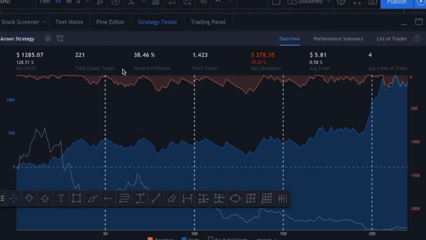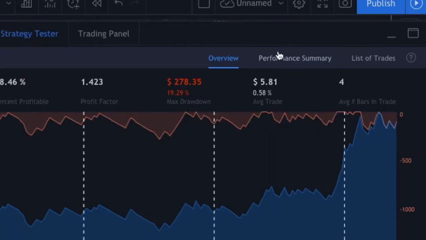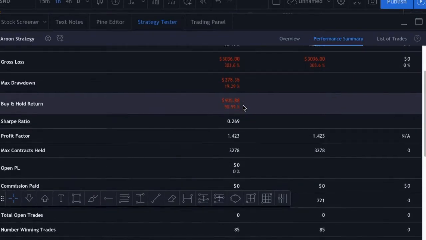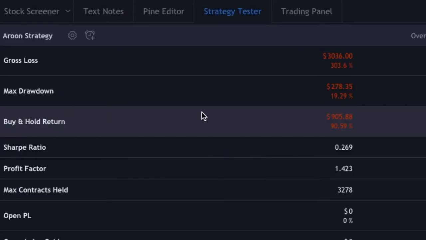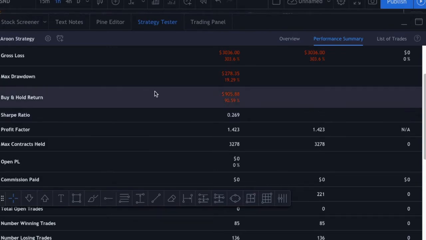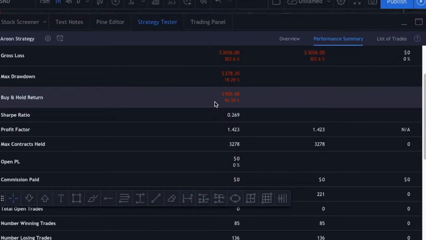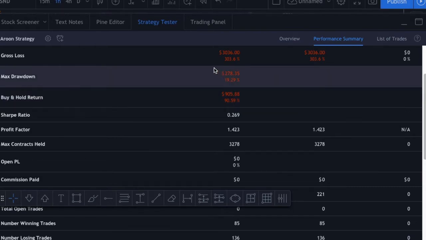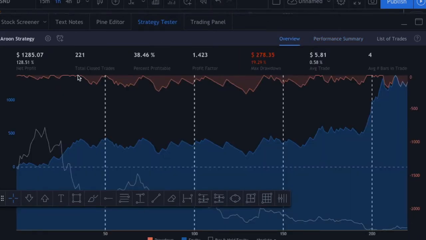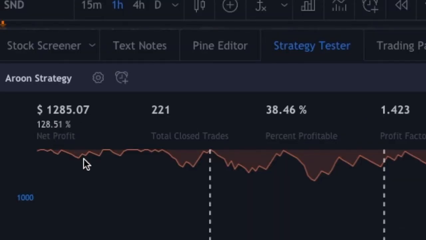So let's get back to the strategy and break down exactly how this strategy is performing. Let's break this down a little bit more. Like I said before, our net profit is 128.51%. If we come over here to the performance summary and come down to the buy and hold return, over the same period this SND chart has actually gone down 90.59%. So if you would have invested $1,000 in SND 4 years ago, you would have lost 905 of those dollars. You'd be down to $95 essentially. Well, 94 because you have the 88 cents there. On the other hand, if you would have traded this strategy throughout that time frame, you would be up 128.51%.